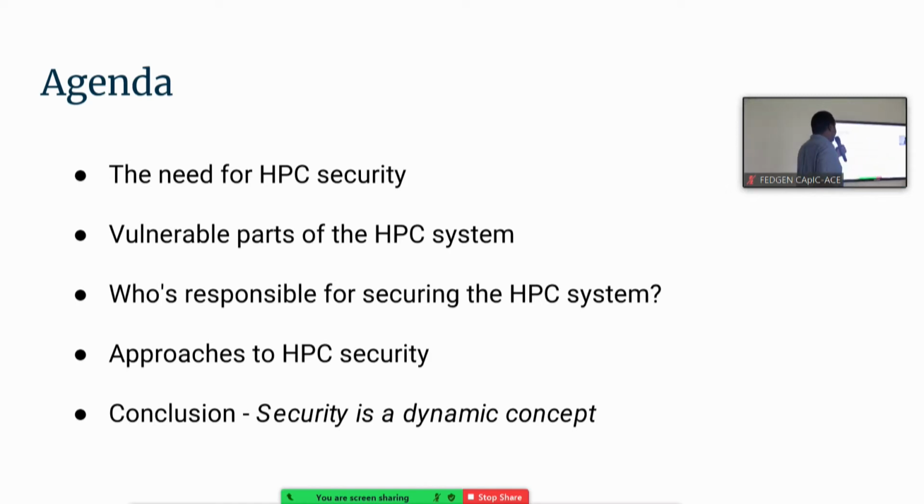Then we'll talk about who's responsible for securing the HPC system. Is it the administrator? Is security left to the user? Or is it the provider of the hardware you're using? Or when it comes to the case of the cloud, are the providers of the cloud responsible for securing your environment for you? We'll talk about approaches to HPC security. And then in conclusion, we'll evaluate how we look at security today as a whole.